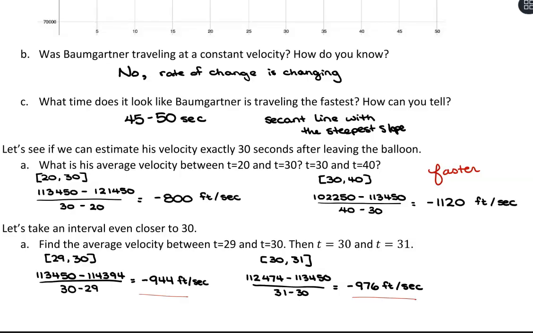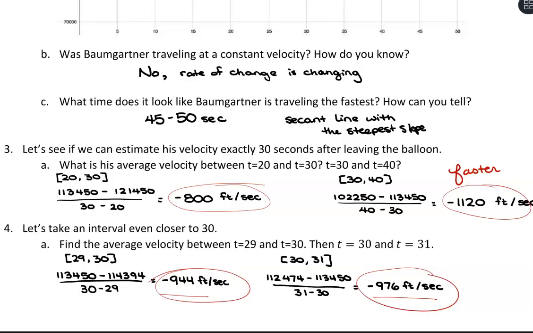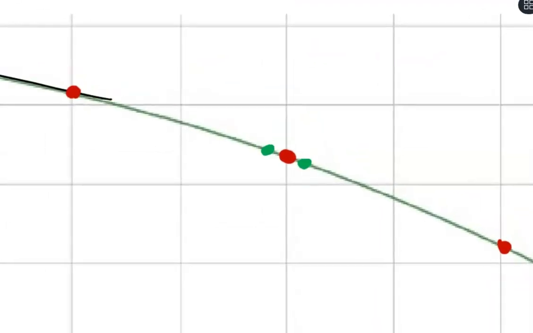So in question 3 here, the 20 to 30 and 30 to 40 is a pretty big window if we're trying to get an idea of what's happening at exactly 30. But zooming in a bit, we get a clearer idea that maybe we're going to be around 950 feet per second. We still don't know for certain, but we have an instinct. If I want to graph the tangent line right here at 30 and find the slope there, I have an estimate from those values that were 1 second away: 1 second below, 1 second above.